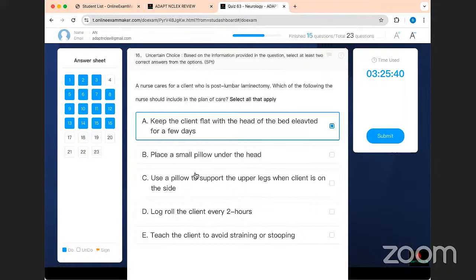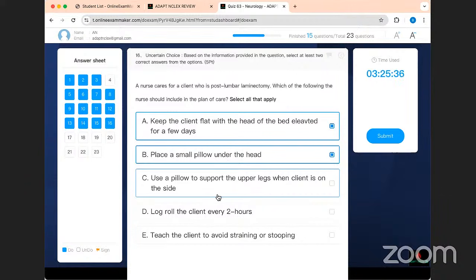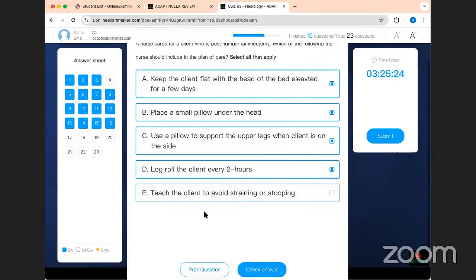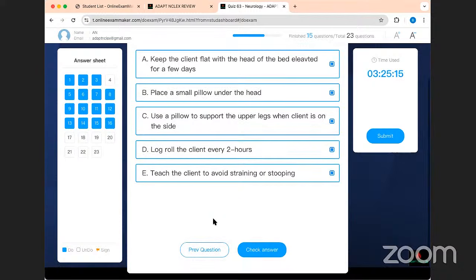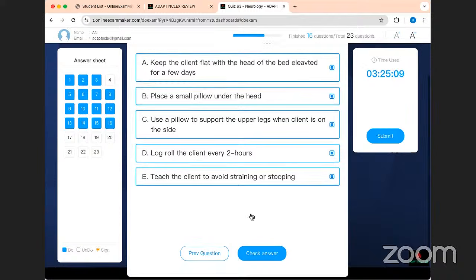Excellent, right? Place a small pillow under their head to support them. If they lie on their side, keep them flat by using something to support the upper leg. You log roll them every 2 hours to take pressure off the incision and avoid straining or coughing or anything like that that will cause pressure in the cerebrospinal fluid. So that's why you do that. These are the things you teach the patient to do after laminectomy.